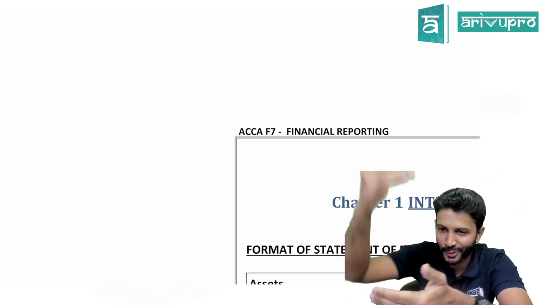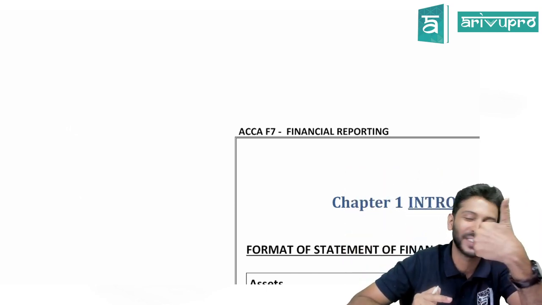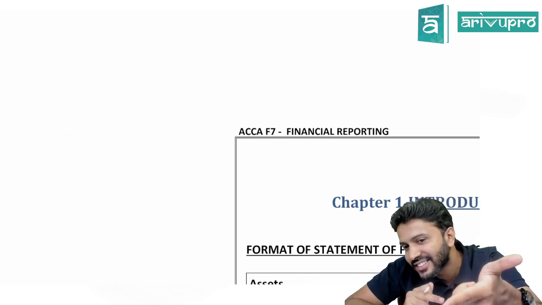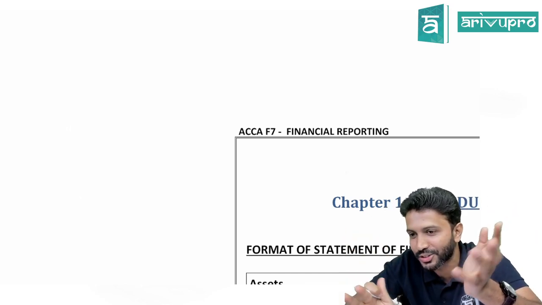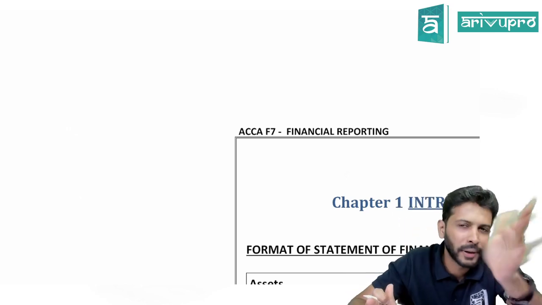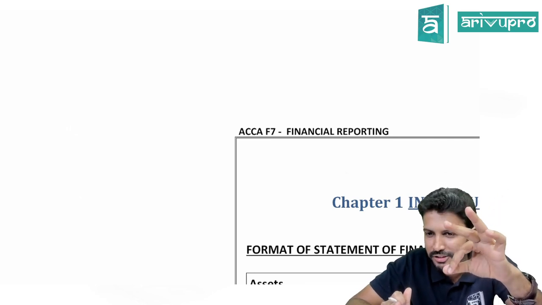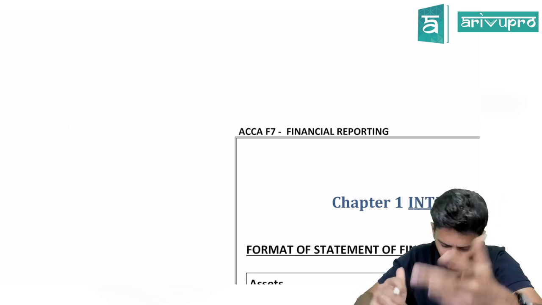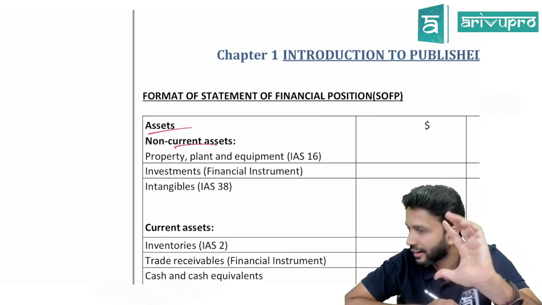You have to give me the breakup. Non-current assets, current assets. Under non-current assets, what? Little louder, my hearing sometimes comes and goes. Property, plant and equipment. Okay. Intangibles. Yeah, under non-current assets, first we show property, plant and equipment.